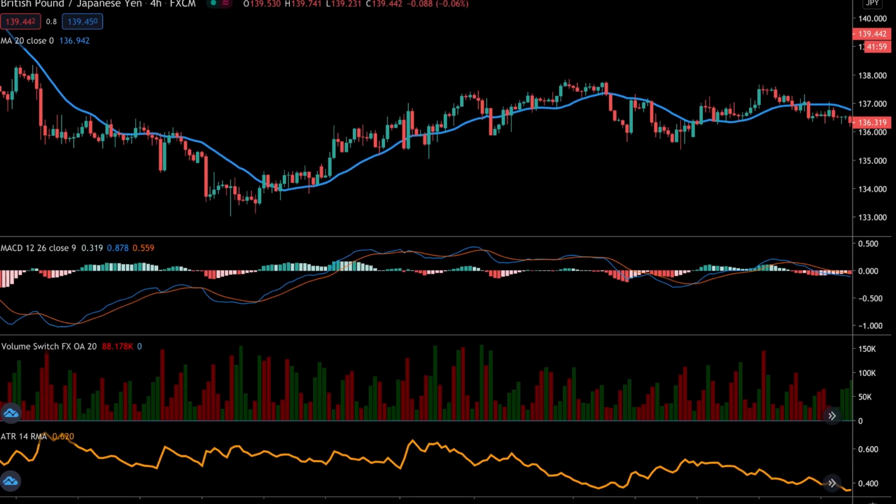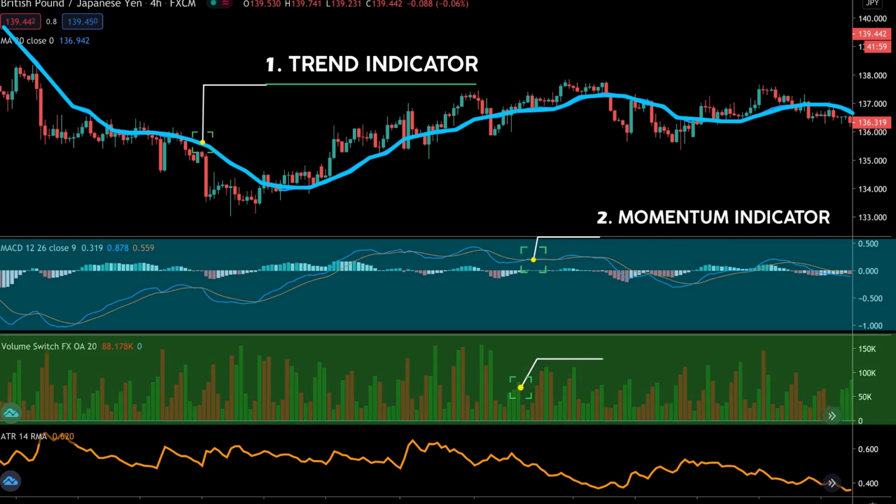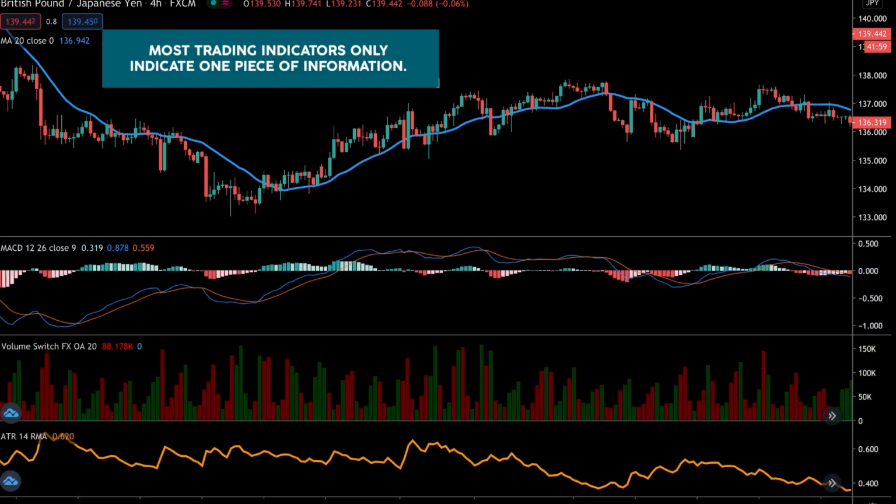When it comes to understanding indicators, I like to classify them based on what kind of information they offer. I put them into 4 categories: trend indicators, momentum indicators, volume indicators, and volatility indicators. With more indicators being created each day, there are obviously more categories, but most technical indicators fall into one of these categories. Most trading indicators only indicate one piece of information.